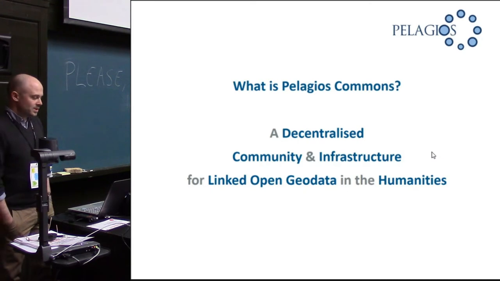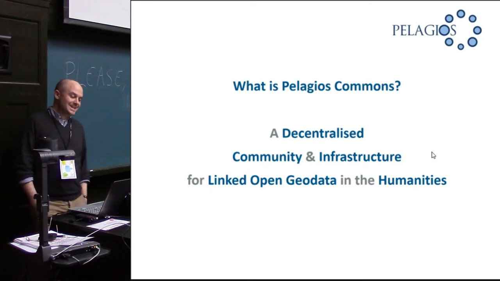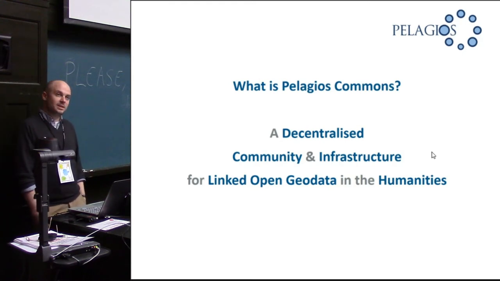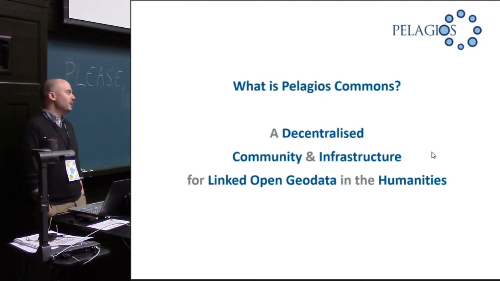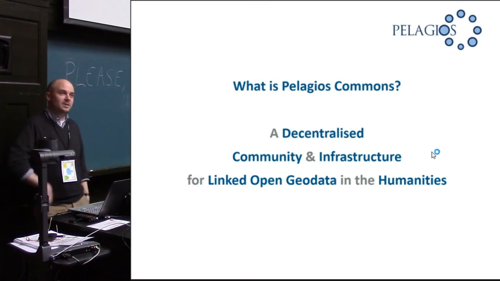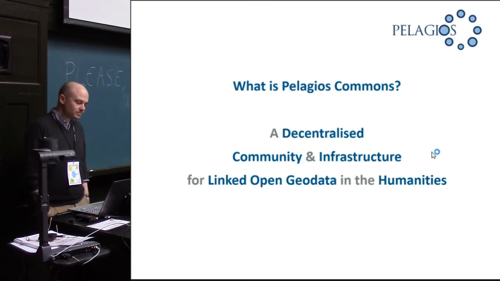Okay, so the short version, what is Pelagios Commons? It's a decentralized community and infrastructure for linked open geodata in the humanities. The key words here: it's decentralized in the sense that what we are trying to emphasize is web thinking when it comes to collecting data together. The linked data web will not be built by one project or one institution. It's going to be built by all of us collectively, if it is to exist at all. Okay, maybe that will never happen, but that's what we're pushing for here.